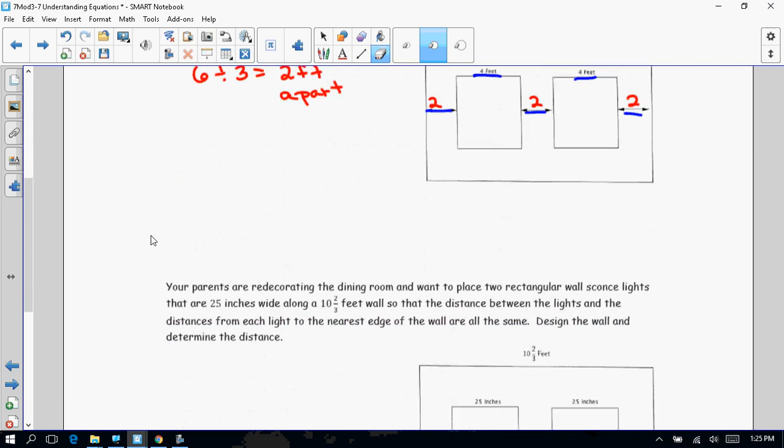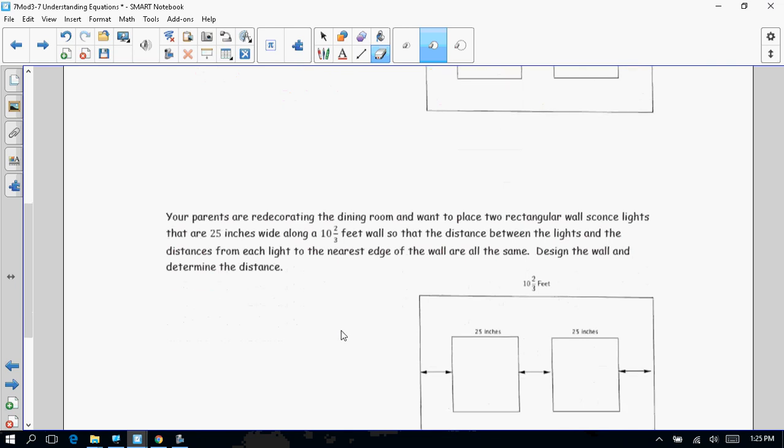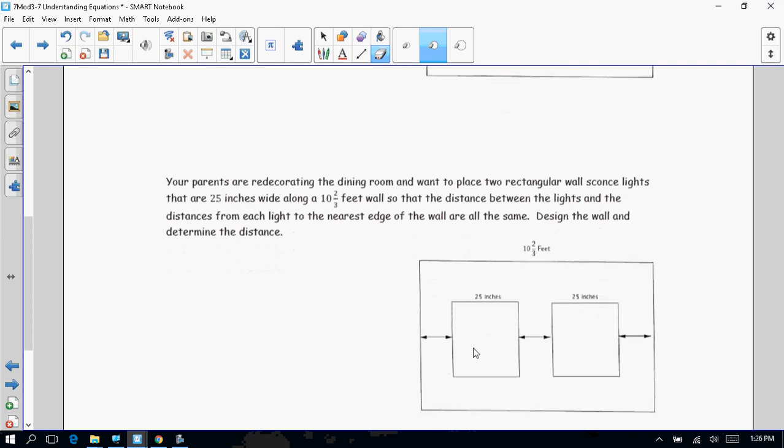Your parents are redecorating the dining room and want to place 2 rectangular wall sconce lights. They're special lights that are 25 inches wide along a 10 2/3 foot wall, so that the distance between the lights and the distances from each light to the nearest edge of the wall are all the same. So here's the drawing of how this is going to look again. Your parents are like, hey, you did a great job with figuring out the one for your room. Can you help us with this one?